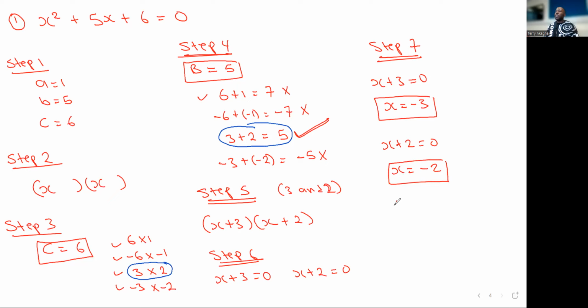So therefore, for this question, x is equal to minus 3 or minus 2. And that will be the answer for that. Okay? Let me pick one more. Number 2, let's say we have y squared minus 5y plus 4. So you can pause the video and solve it. Then when you've solved it, you can play it back and see if you get the same answer.